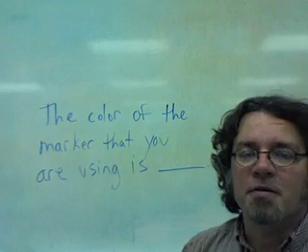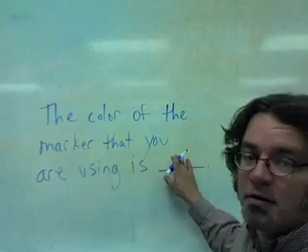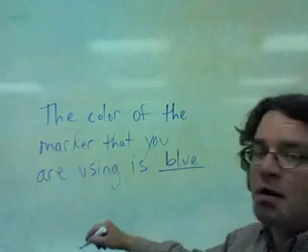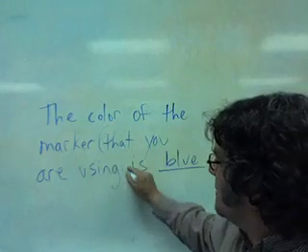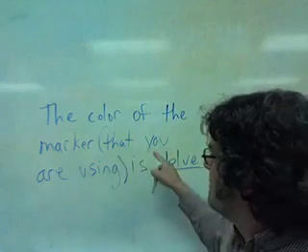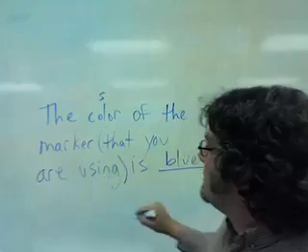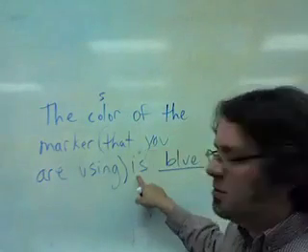The color of the marker that you are using is, and then the information goes here, blue. Here's the adjective clause, that you are using, and it describes the word marker. Here's the subject of the sentence. The color is, and this is the verb.